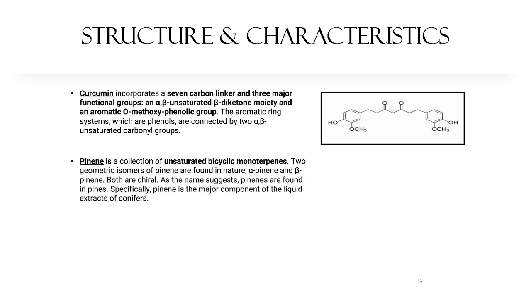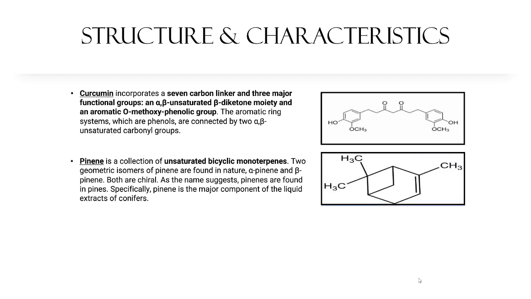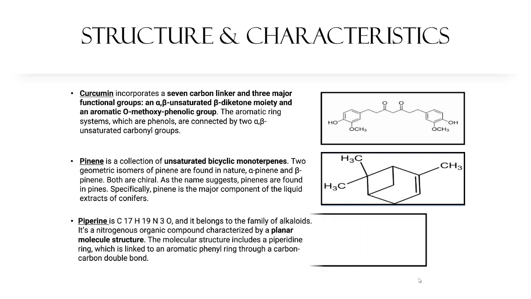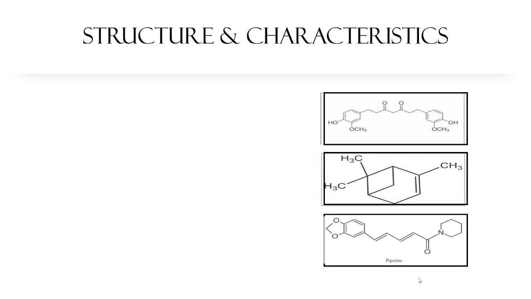Another type of functional compound is pinene, a collection of unsaturated bicyclic monoterpenes. Two geometric isomers of pinene are found in nature, alpha pinene and beta pinene. The other type of functional compounds are piperine, which belongs to the family of alkaloids, is a nitrogenous organic compound characterized by a planar molecular structure.